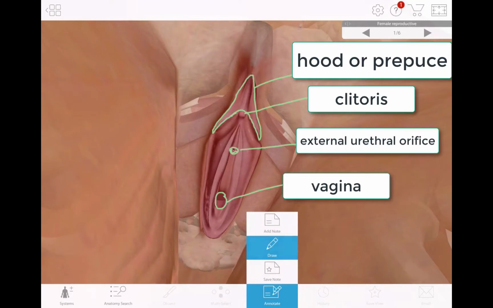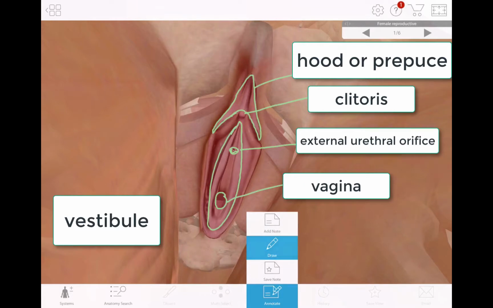And if we look at this area here, this is called the vestibule. And vestibule, if you go to the origin of the term, basically means an entryway. So it makes some sense, right? The vestibule of a house would be like a lobby where you enter this place and then you go off somewhere else. Well, guess what? The urethral orifice and the vagina are in there. So you're entering this place and then you're going to go somewhere else.